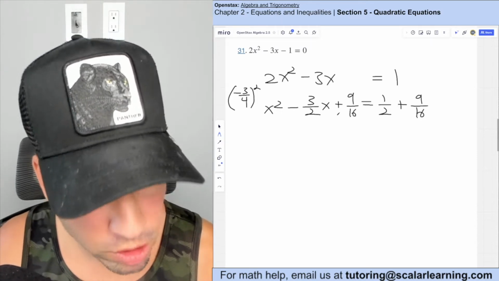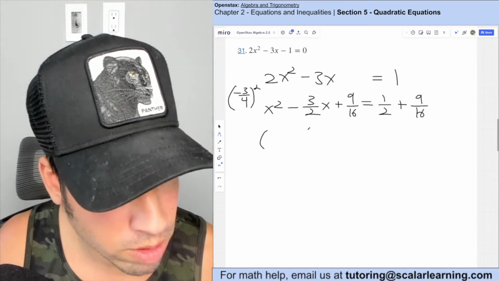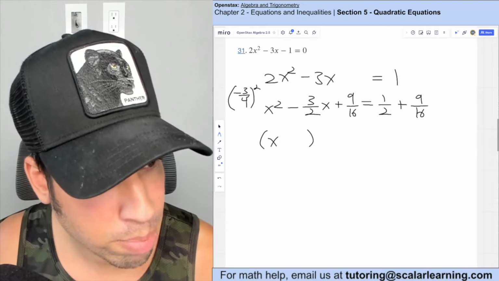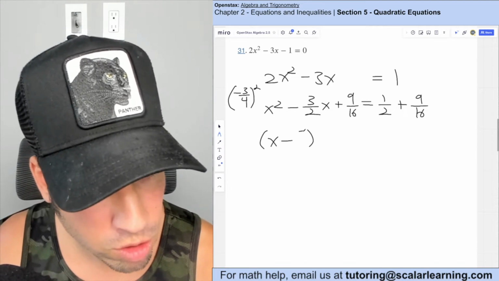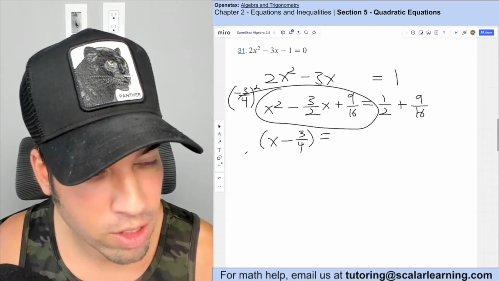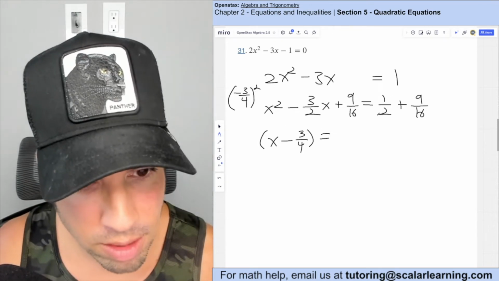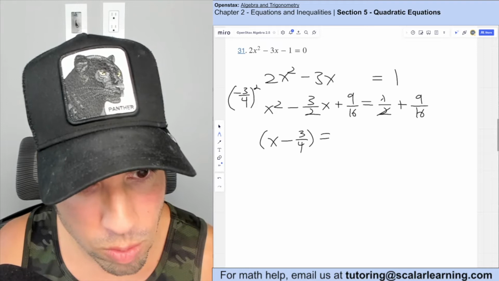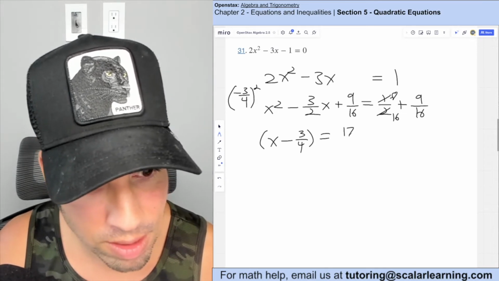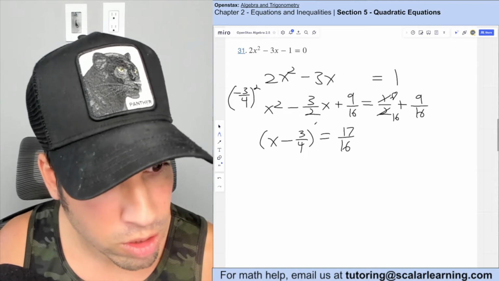Now I've created a perfect square trinomial, and I'm going to factor it like so. Again, the shortcut is it's x plus this value, which is minus 3/4, without the square, of course. And that's what this whole side factors to. And that, of course, equals these added together. So I'm going to turn that into 8 over 16. Common denominators, 8 plus 9 is 17/16. Oh, and this is squared, by the way.